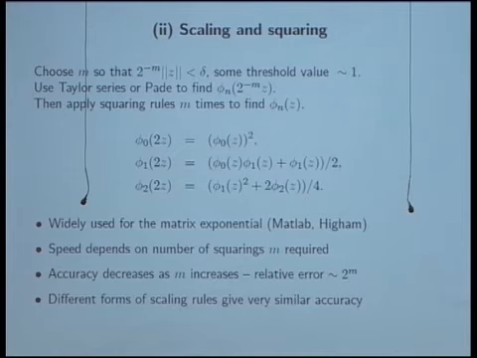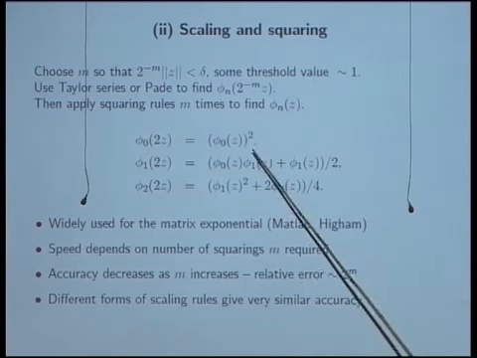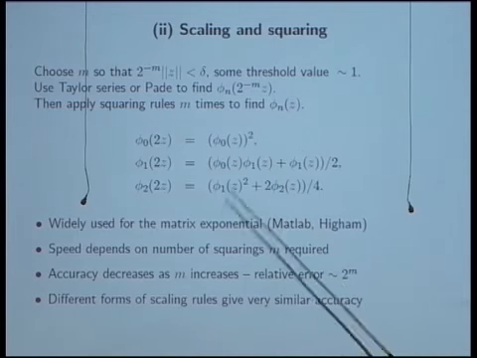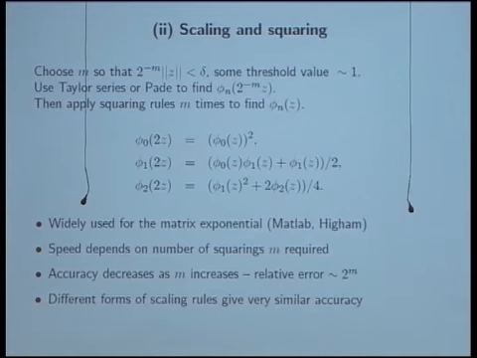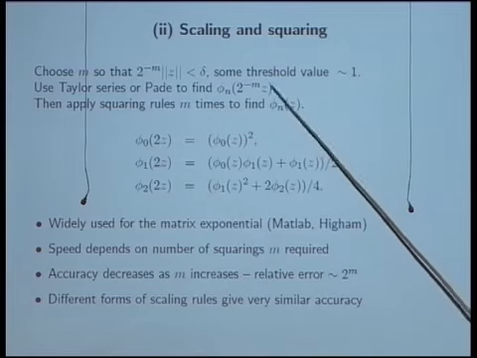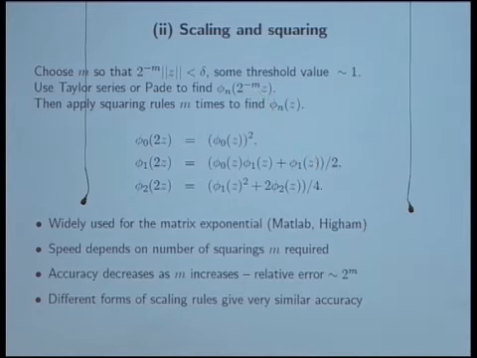Another commonly used method for the matrix exponential is the scaling and squaring method. The idea of the scaling and squaring method is that in order to evaluate one of these functions of some argument z, we scale it down by some factor 2 to the minus m down to below some order 1 threshold number which you choose. And then when you scale it down, you can then use a Taylor series or a Padé approximation to evaluate the function at this scaled down number 2 to the minus m z, and then you apply some squaring rules in order to scale back up to the original z that you're interested in.